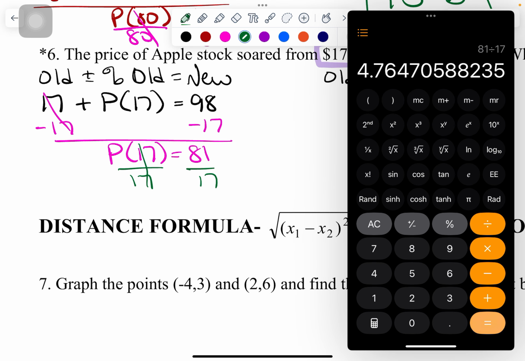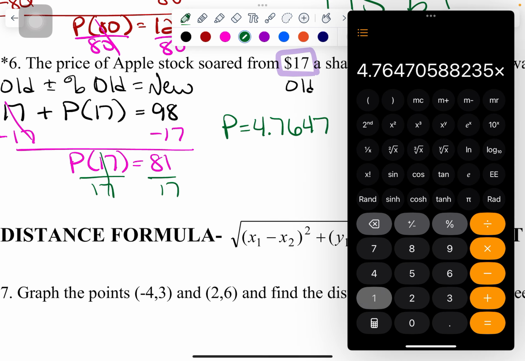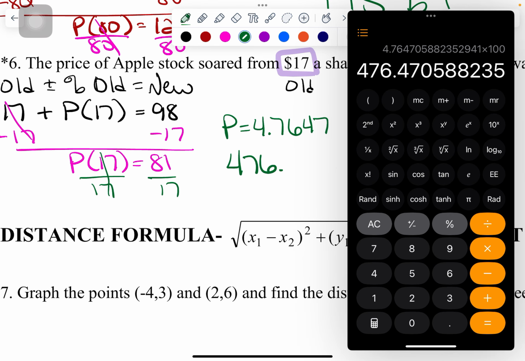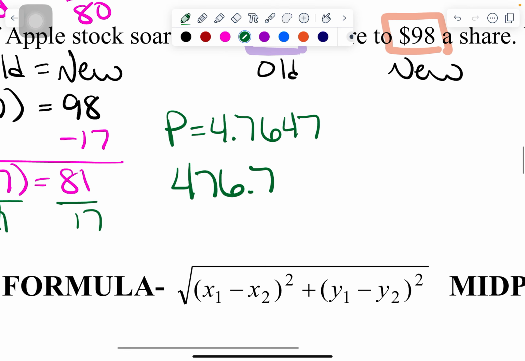Divided by 17, that's probably not going to be very pretty for a decimal. So P is equal to 4.76. Yeah, that's good enough. Actually, let me go ahead and put one more, 4.7647. There we go. So let me go ahead and then multiply that times 100. So that way we get the 476.47%. Yeah, you can have a decimal equivalent. Whoops. Apparently I can't write though. Okay, calculator, go away. There we go.